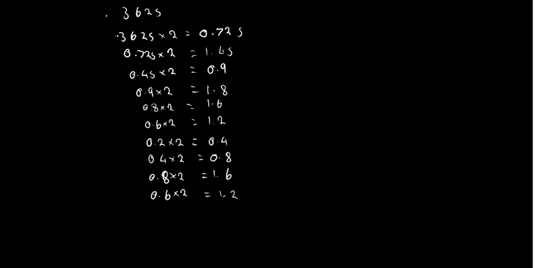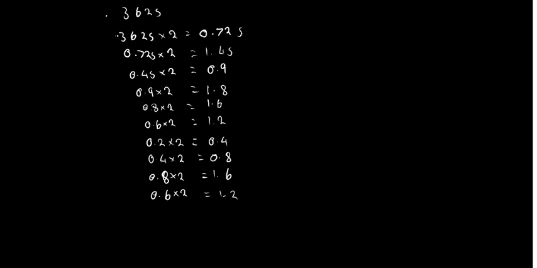Unless I've made a mistake somewhere, let me quickly check. 0.3625 times 2 is 0.725, times 2 is 1.45. 0.45 times 2 gives us 0.9, times 2 is 1.8. Then that 0.8 times 2 is 1.6. Yeah, so this will continue going like this. It will continue repeating itself.